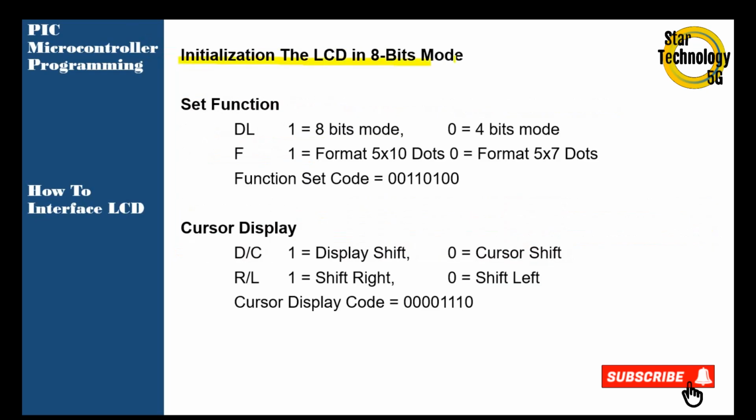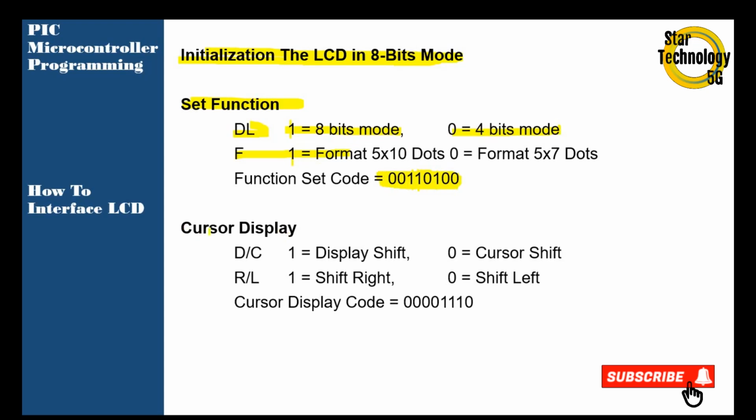Initializing the LCD in 8-bit mode. Set function: DL equal to 1 is 8-bit mode and DL equal to 0 is 4-bit mode. In today's video we will use the 8-bit mode, so we will select 1. Character format: 1 is equal to 5 by 10 dots and 0 is equal to 5 by 7 dots, and we will use character format 1. So we can set DL equal to 1, here we can use 0, and for character format we will use 1. Here is the code we will send to the LCD to initialize its 8-bit mode.